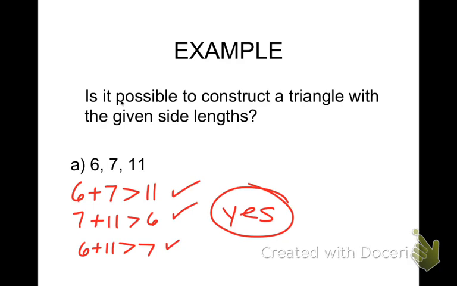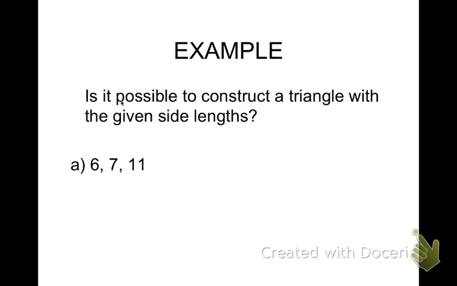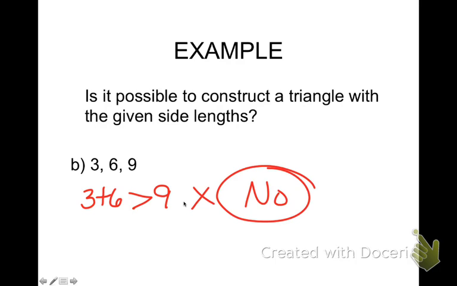Okay? What happens if they're equal length? That's not greater, so it can't be done. So if we look at B, if I add 3 plus 6, is that greater than 9? No, that's equal. So that gives me an X, which means that it is not possible to construct a triangle.